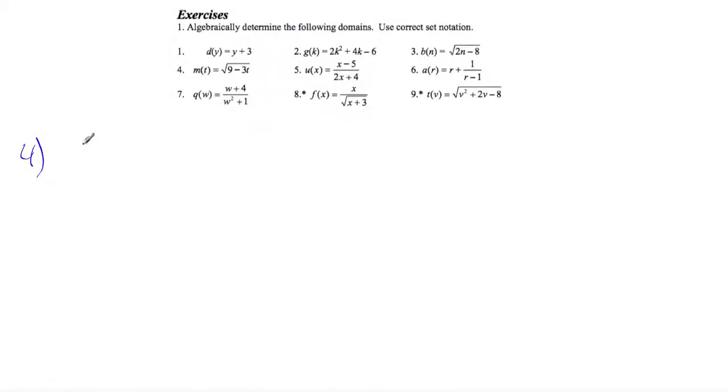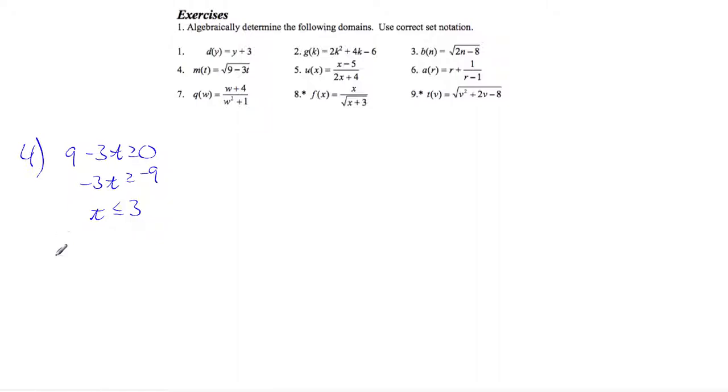So I'm going to start with number 4. Number 4, it's another square root. You can't take the square root of a negative number. So that means that 9 minus 3t must be greater than or equal to 0. So if I subtract 9 from both sides, I get negative 3t is greater than or equal to negative 9. And then I divide both sides by negative 3. When I have this inequality and I divide by a negative, I switch the sign. So instead of it being greater than or equal to, it's now less than or equal to. So I have t is going to be less than or equal to 3.